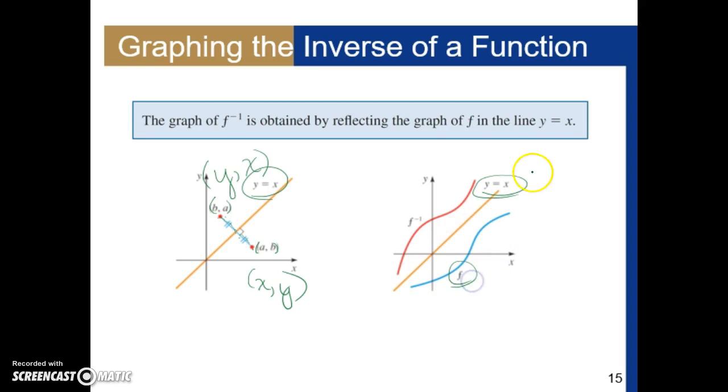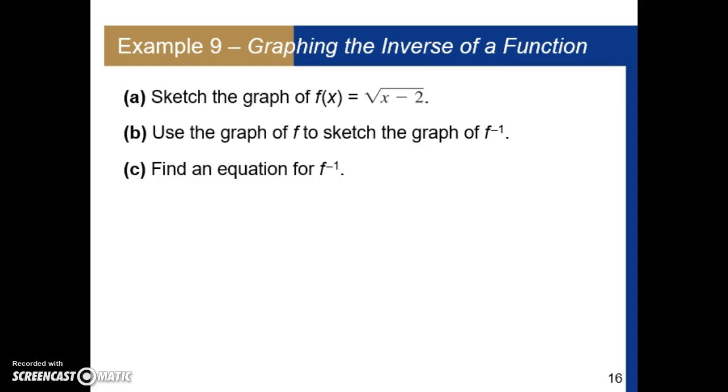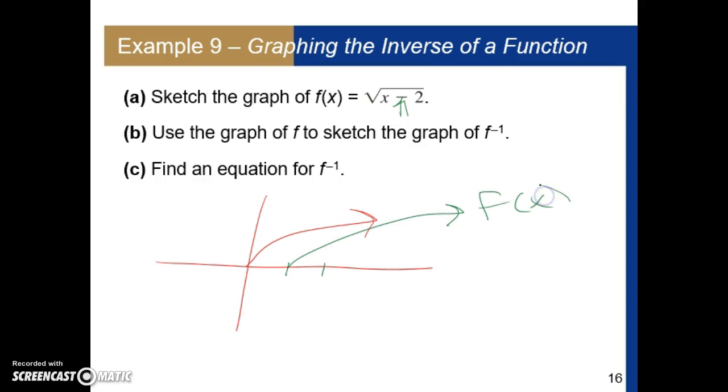So if I give you f and I ask you to graph f inverse, then all you've got to do is draw the line y equals x and reflect every point on f over here, and that is definitely the graph of f inverse. So here it says sketch the graph of f of x equals the square root of x minus 2. So we know what the root function looks like. It looks like this, right? And so it is translated 2 units to the right, so 1, 2. Now it's going to look like this. Here's the graph of f of x.